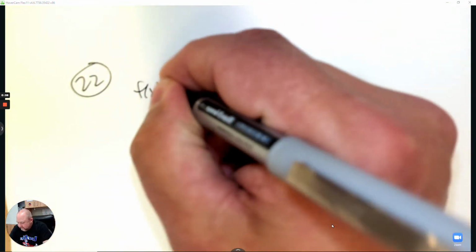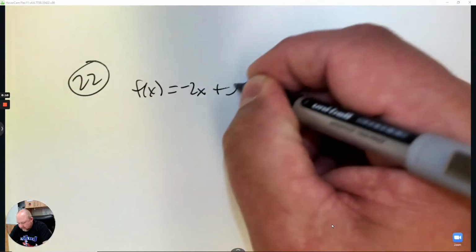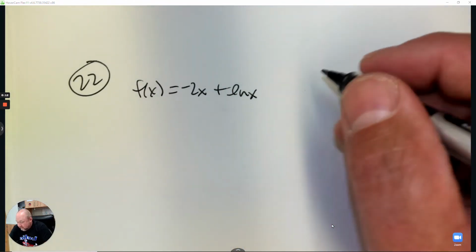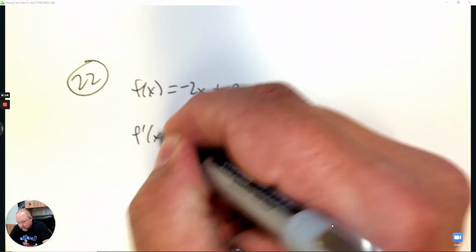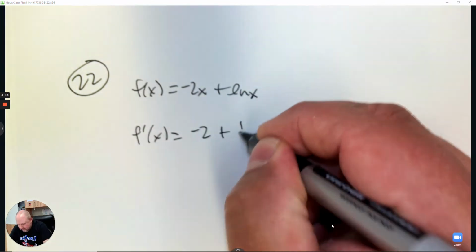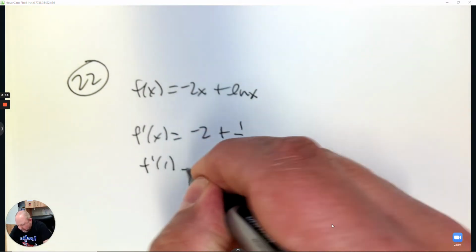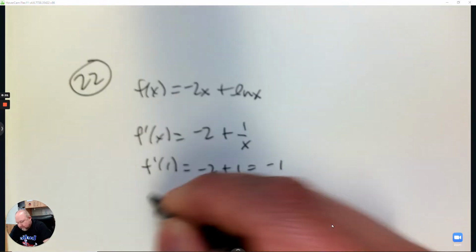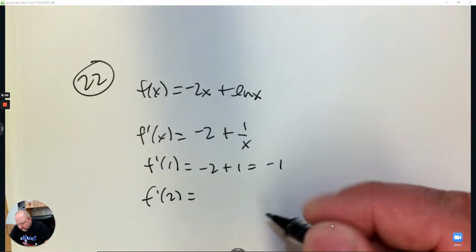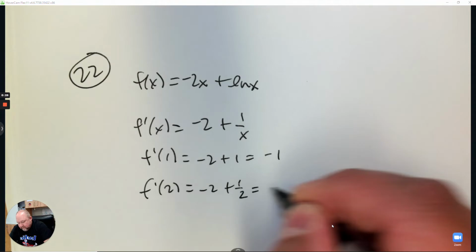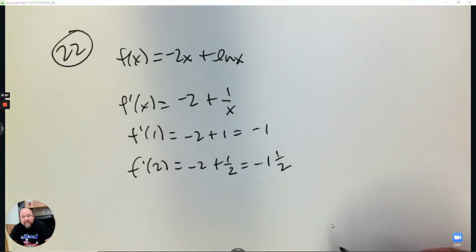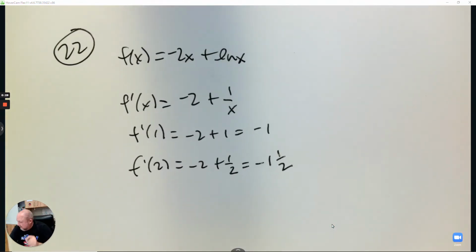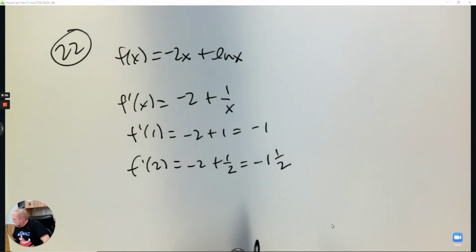All right, 22. You're given a function, negative 2x plus ln x, and it says find the instantaneous rate of change. So that means derivative. So take the derivative, then plug in 1, then plug in 2, and you have your two answers. All right? So one answer is -1, and the other answer is -1.5.